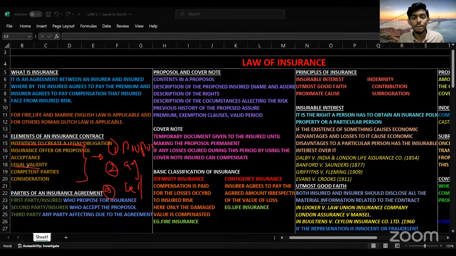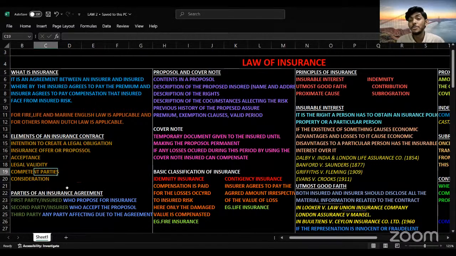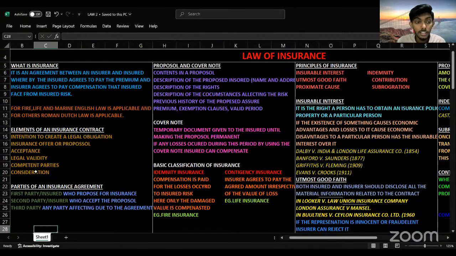So what happens in the second step? Once the proposal is taken, they make an agreement. In that agreement, the insured is agreeing to pay the premium and the insurance company is agreeing to pay the compensation. Then consideration, which means the amount that is being exchanged. Those are the elements of an insurance contract: legal obligations, the offer, acceptance, legal validity, competent parties, consideration, all those things.